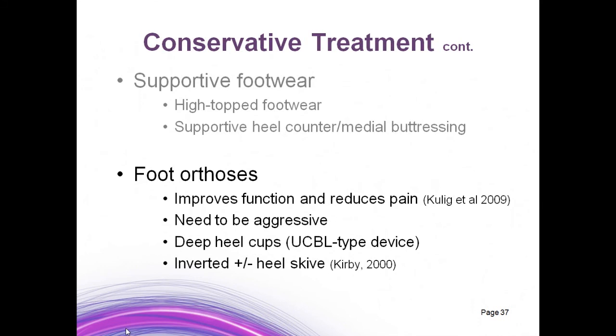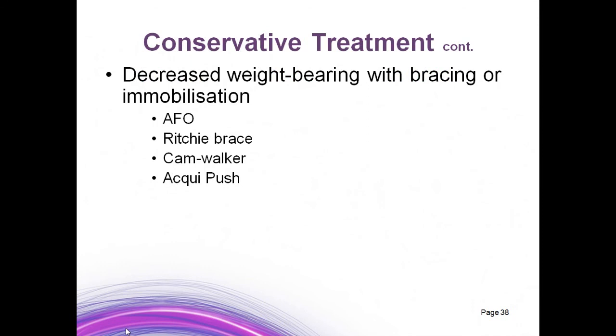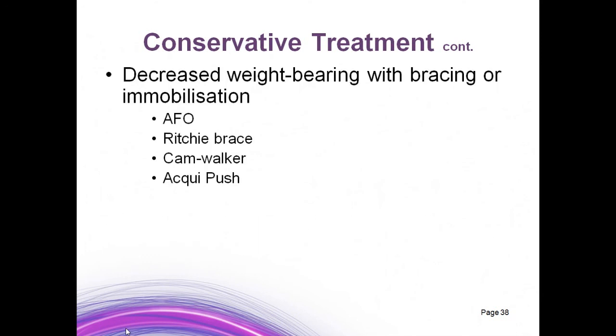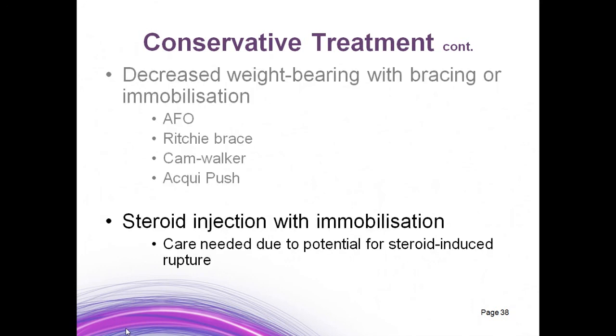So along with some eccentric strengthening of the tibialis posterior muscle, it should be coupled with the use of foot orthoses. Other treatment modalities that may be considered are anything that reduces weight-bearing load on the area, such as braces and immobilization. Ankle foot orthoses can be used. Ritchie braces can as well as a CAM walker, or another device known as an Arizona brace. Ultimately, all of these devices are designed to support and brace the foot and essentially immobilize the area.